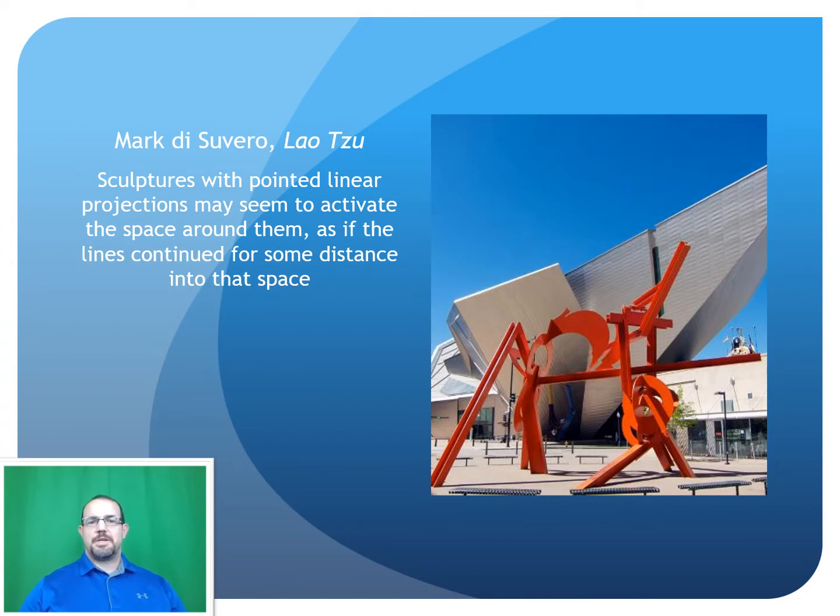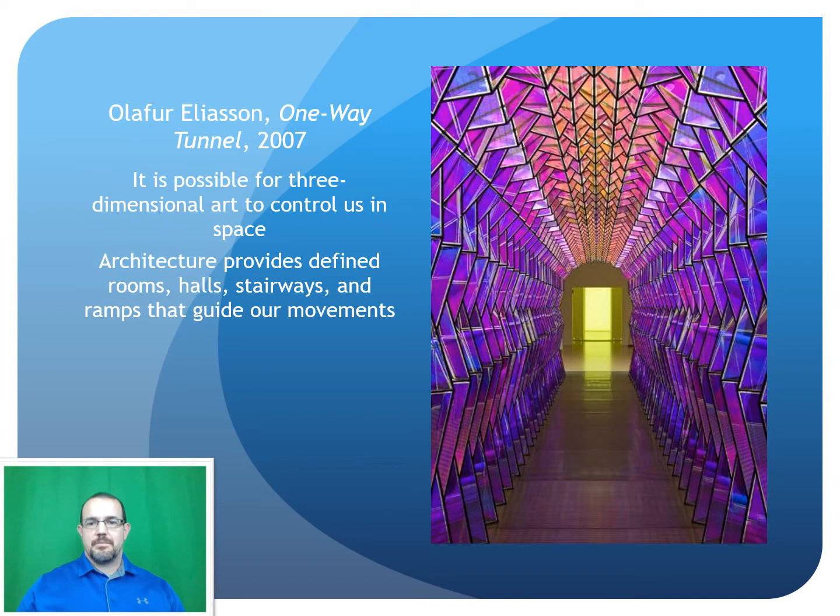Sculptures with pointed linear projections may seem to activate the space around them, as if the lines continued for some distance into that space. Check out this awesome work. It's called the one-way tunnel, and it kind of shows that it's possible for three-dimensional art to control us in space. So architecture provides defined rooms, halls, stairways, and ramps that actually guide our movements.